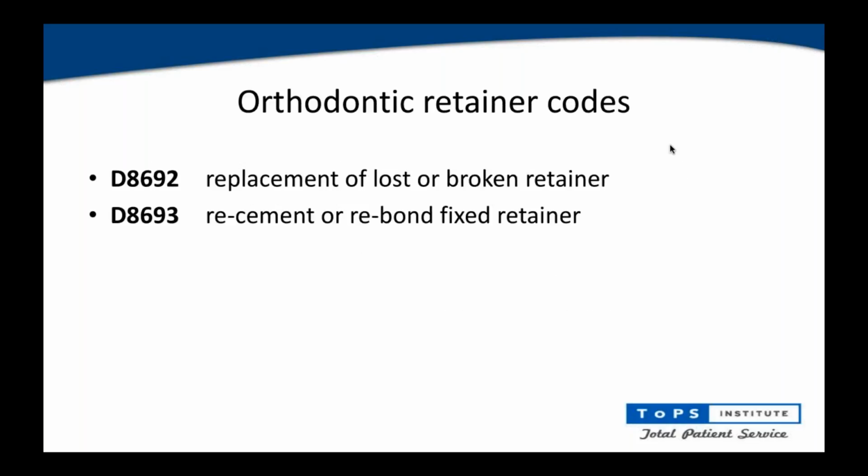Orthodontic retainers are another area of our offices. You know, patients come in and they've lost their retainer or they broke their retainer. So we've got the 8692 code that we can use for replacement or lost or broken retainers. Those might be the Hollies or the Viva retainers, or they might be the cemented or the bonded retainers, which would be the 8693. So if we have to re-cement or rebond a fixed retainer, we want to use the 8693. And if we're going to replace one that they either lost, threw away, or the dog ate, we want to use the 8692. And then we can move forward to the next codes.